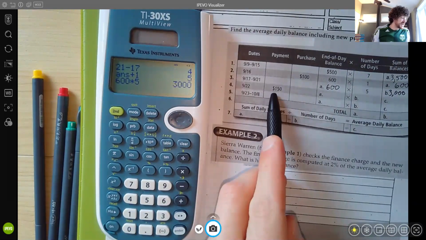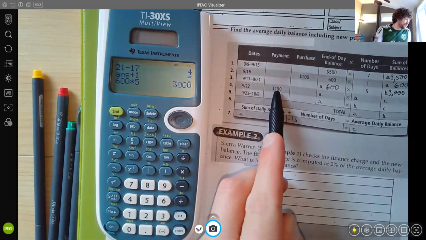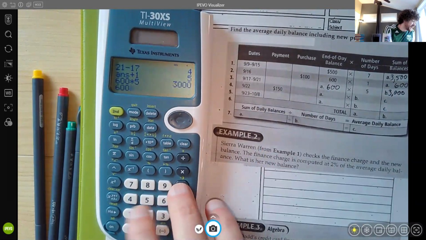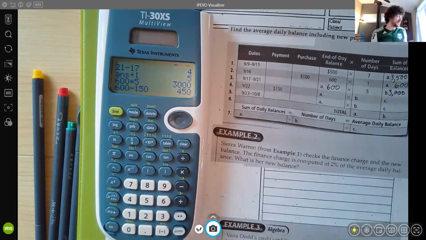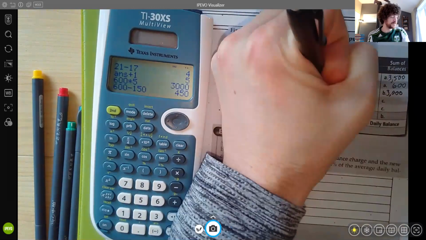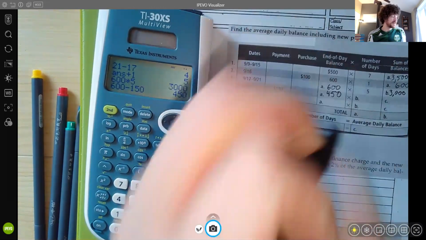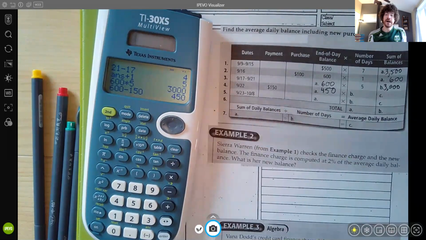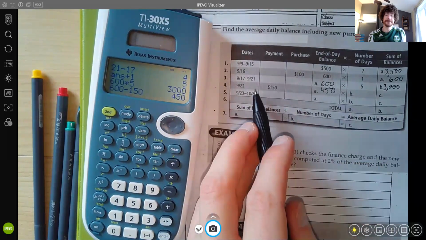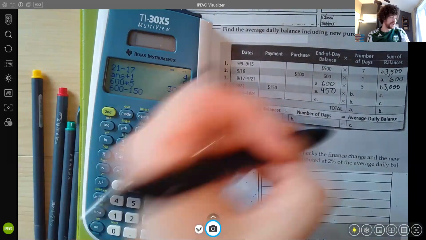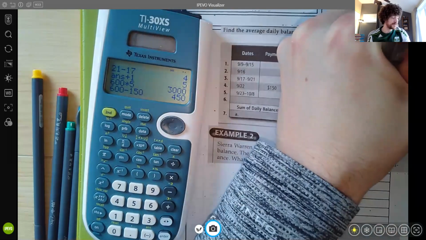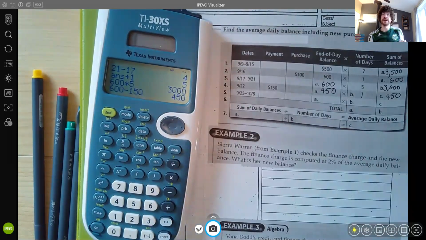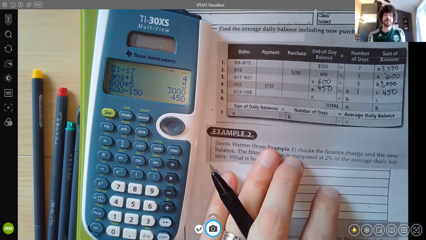The next day, the 22nd, there's a $150 payment. So we're going to take 600, we'll subtract 150 because we're taking that away, and that ends up being $450 now for the end of the day balance, $450. This is a single day, the 22nd. So that's just 1 day there, $450 for the end of the day balance, and the sum of the daily balances, those are the same for that one.